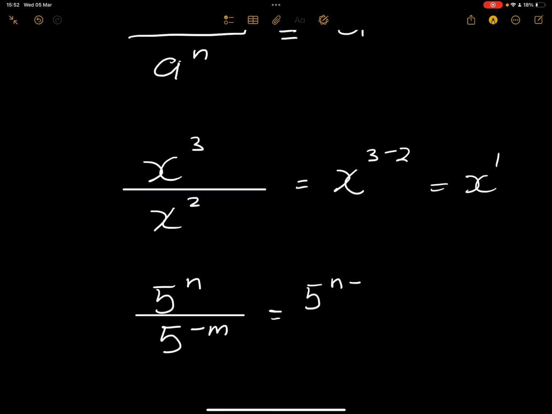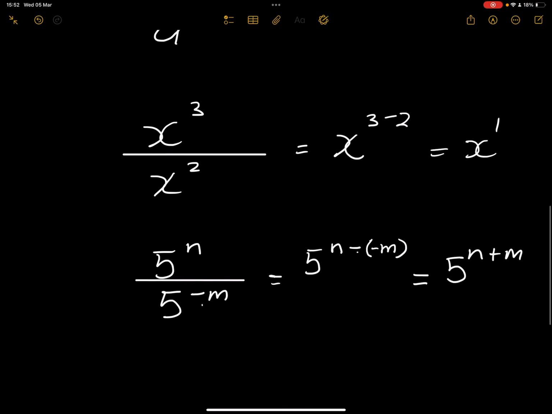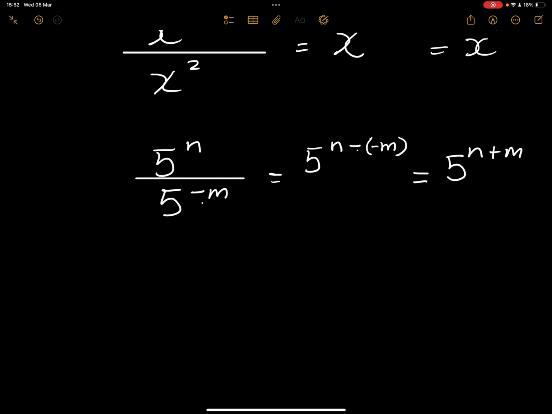Minus, now note I am subtracting a negative m, okay? So I am subtracting what is in the denominator in this case, and what happens to it. You see that what was negative will now change sign. Remember, negative times a negative will give me a positive, so I end up with n plus m.